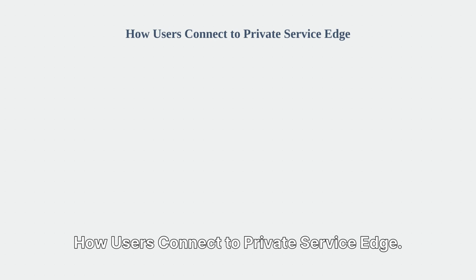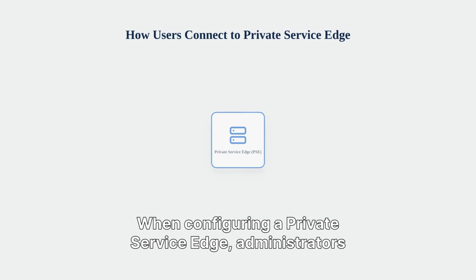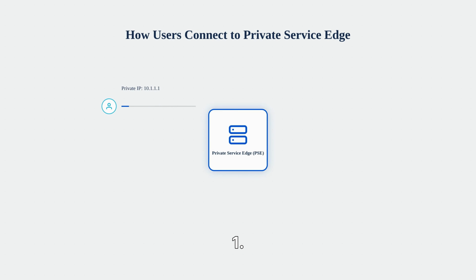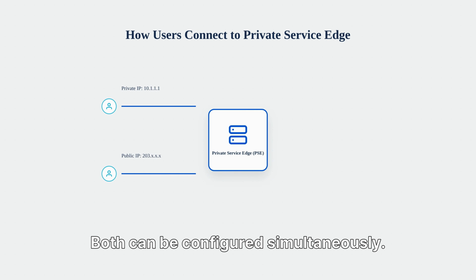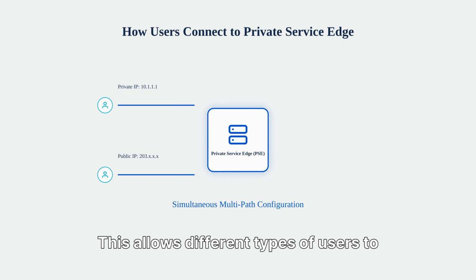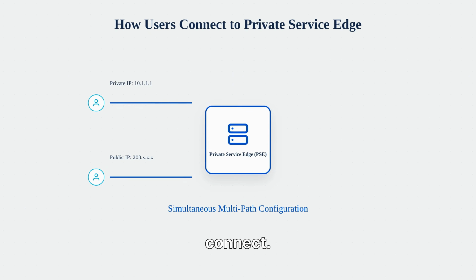How users connect to Private Service Edge. When configuring a Private Service Edge, administrators can define 1. Private IP address, 2. Public IP address. Both can be configured simultaneously. This allows different types of users to connect.